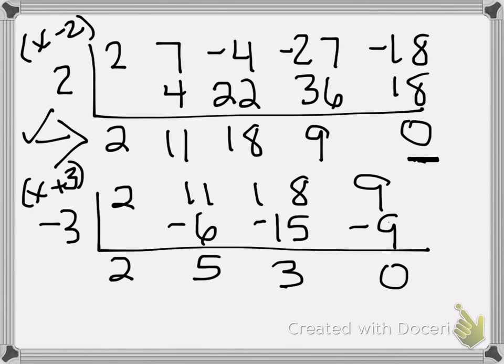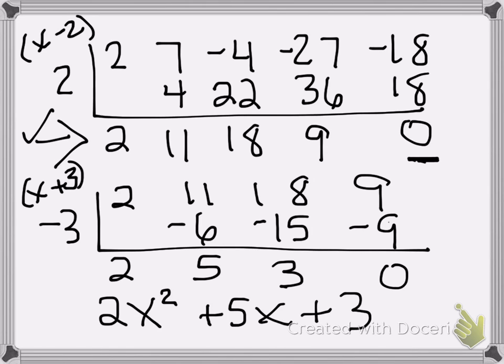Now look what you have. 2x squared plus 5x plus 3. See, I started with 2 powers lower because my original had the highest power of 4. So this one right here reduced it to a cubed. This one right here reduces it to a squared. Now watch what you can do with that.